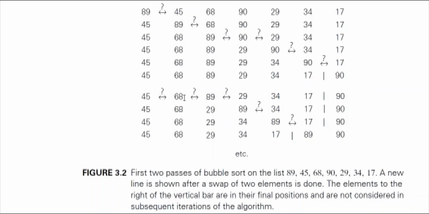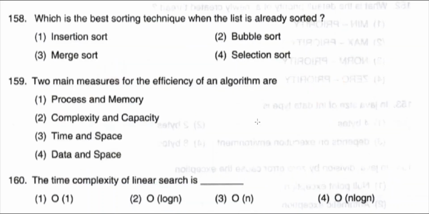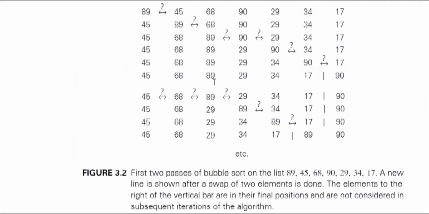So next is merge sort. In case of merge sort, we divide the array into two equal parts. So for this we divide the array into two equal parts, 89, 45, 68, 90 on one side and 29, 34, 17 on the other side. I will just show you how the divide and conquer technique works.